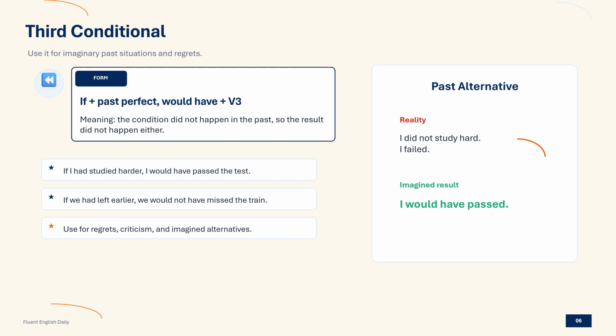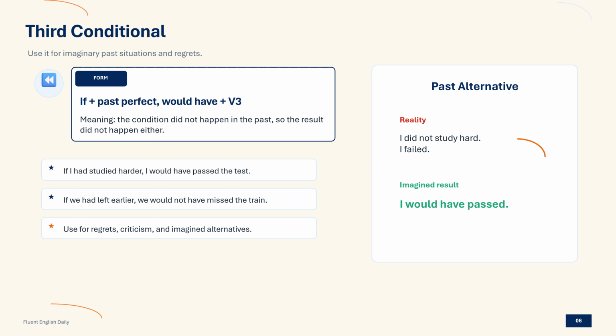We use the third conditional to imagine different past situations and results. The structure is if plus the past perfect, followed by would have plus the past participle. For example, if I had studied harder, I would have passed the test. In reality, I did not study hard enough, and I did not pass. Another example is, if we had left earlier, we would not have missed the train. The condition did not happen, so the imagined result did not happen either.